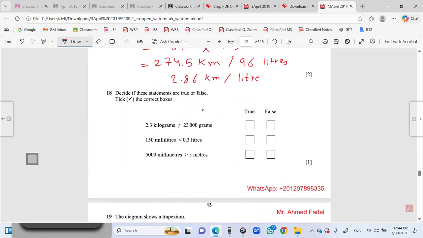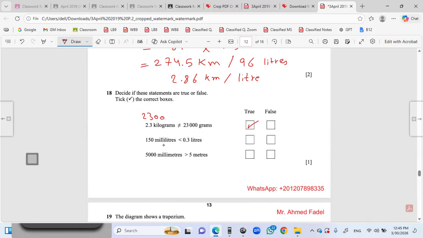Decide if these statements are true or false. 2.3 kilograms is not equal to 23,000 grams. Mister, 2.3 kilograms multiplied by 1,000 is going to give you exactly 2,300, not 23,000. So yes, they are not equal.